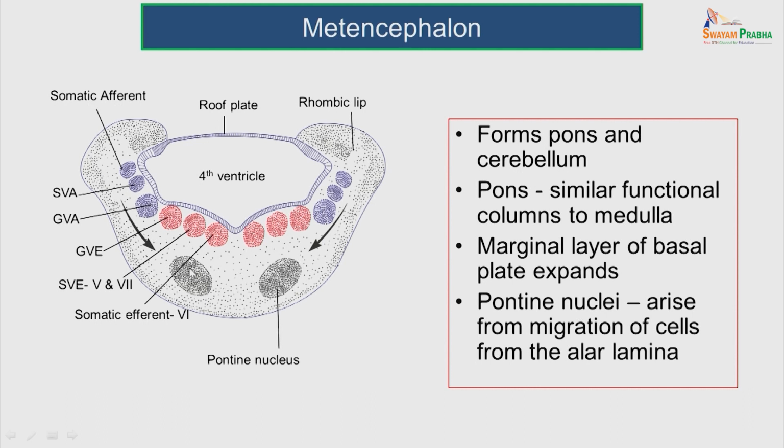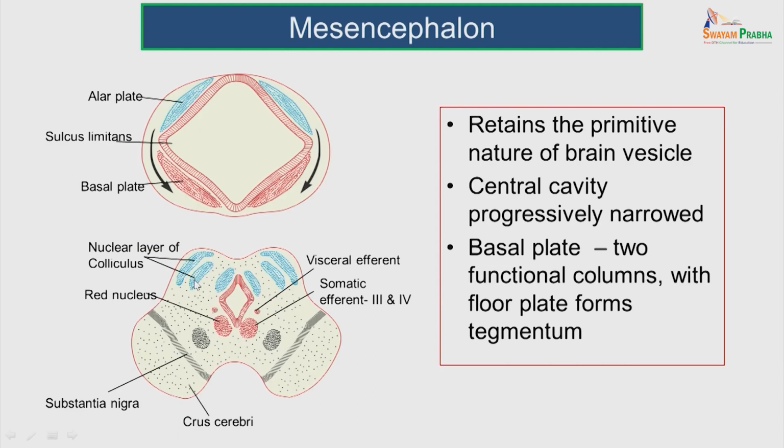So, again here the marginal layer of the basal plate expands, and the pontine nuclei arise from the migration from the alar lamina. The alar lamina is a sensory one. So, from there the cells migrate ventrally and form the pontine nuclei in the pons. Then the mesencephalon.